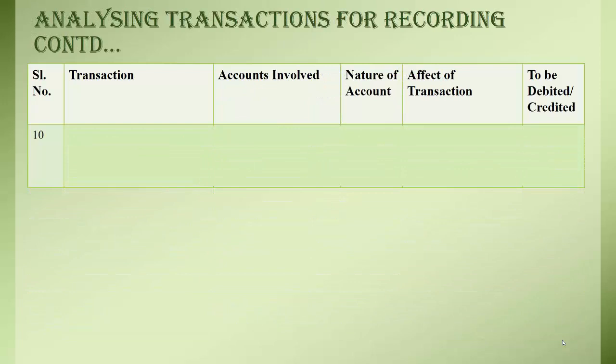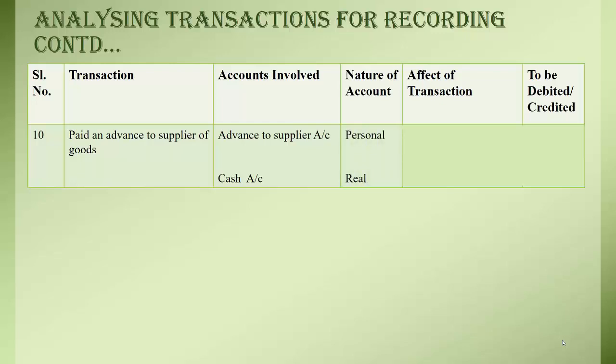And our last transaction for today is paid in advance to supplier of goods. Here the accounts involved are advance to supplier account and cash account. Advance to supplier account is a personal account while cash account is a real account. So the rule for the personal account will be applied on advance to supplier's account. As supplier is the receiver, so his account will be debited and cash is going out. So the cash account will be credited.